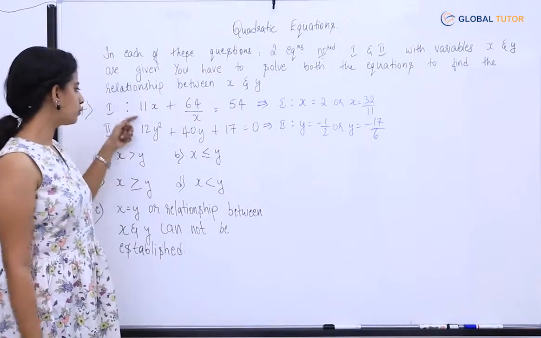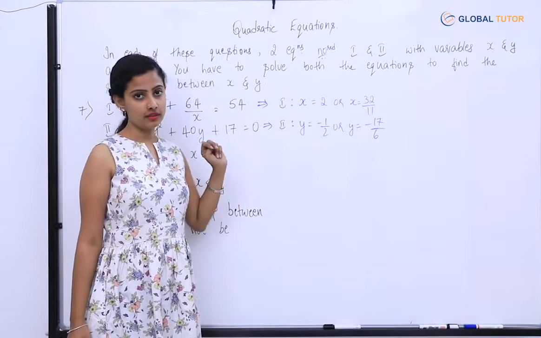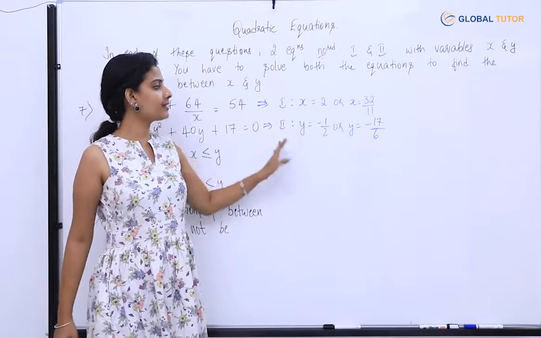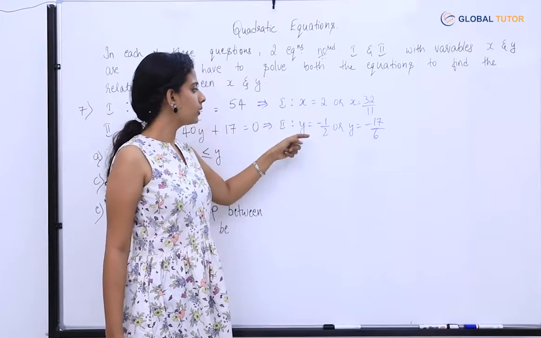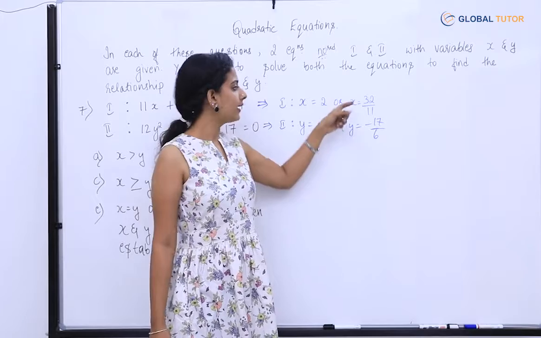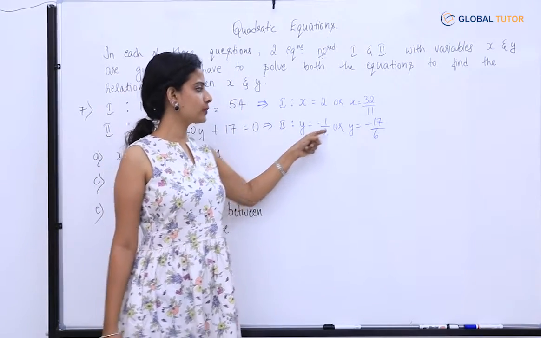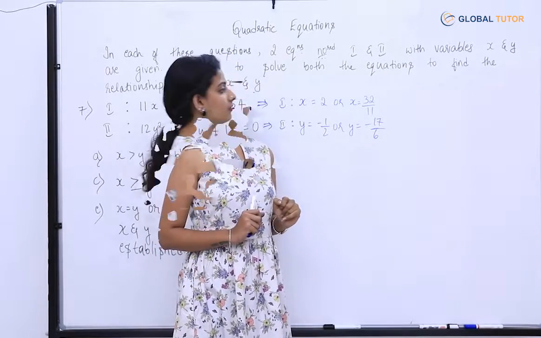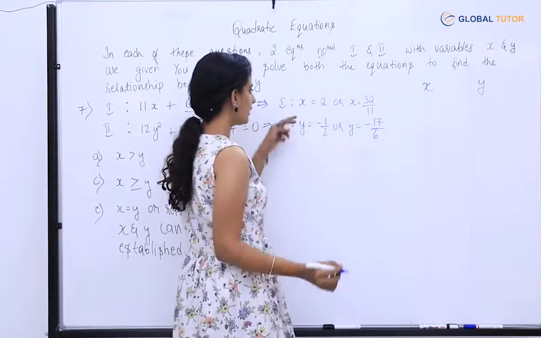For both equation 1 and 2, we got the values of x and y respectively. Now what do we have to do? We have to compare the value of x with y, which means compare the first value of x with the first value of y as well as with the second value of y, and compare the second value of x with the first value of y as well as the second value of y. How do we do that? I'm going to write an x column and a y column and write all the values.